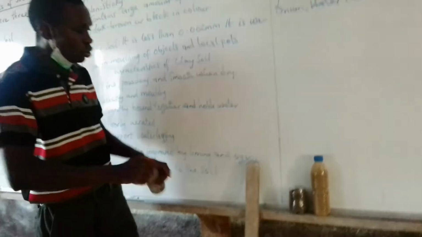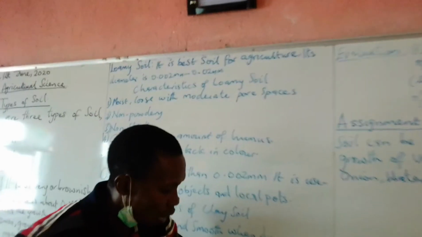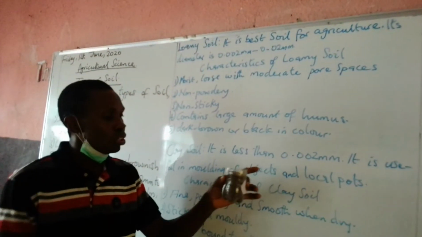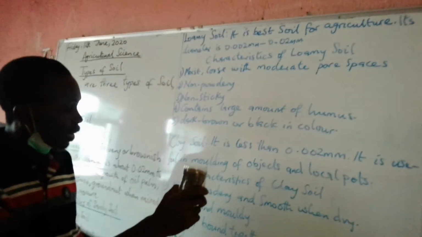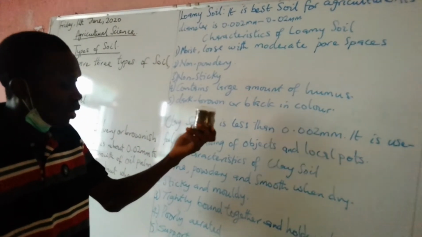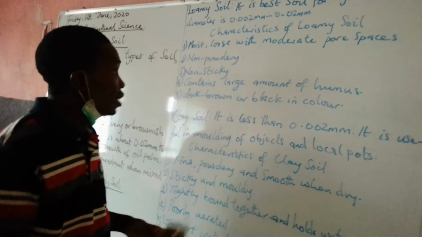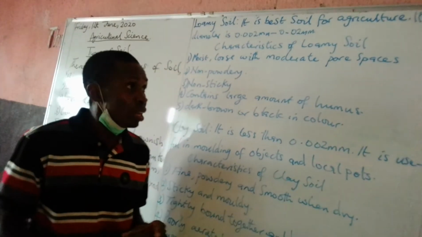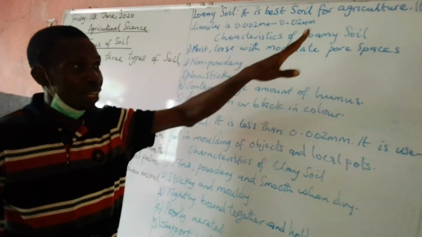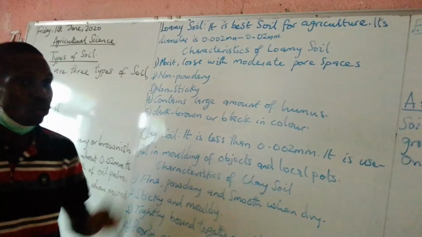The next I'm going to is the loamy soil. I have the loamy soil here. Loamy soil is dark in color, rather. It's not gray, it's dark and brown, blackish in color, while the sandy soil is grayish and brownish in color. Now, it is the best soil for agriculture. That is loamy soil. Best soil for what?